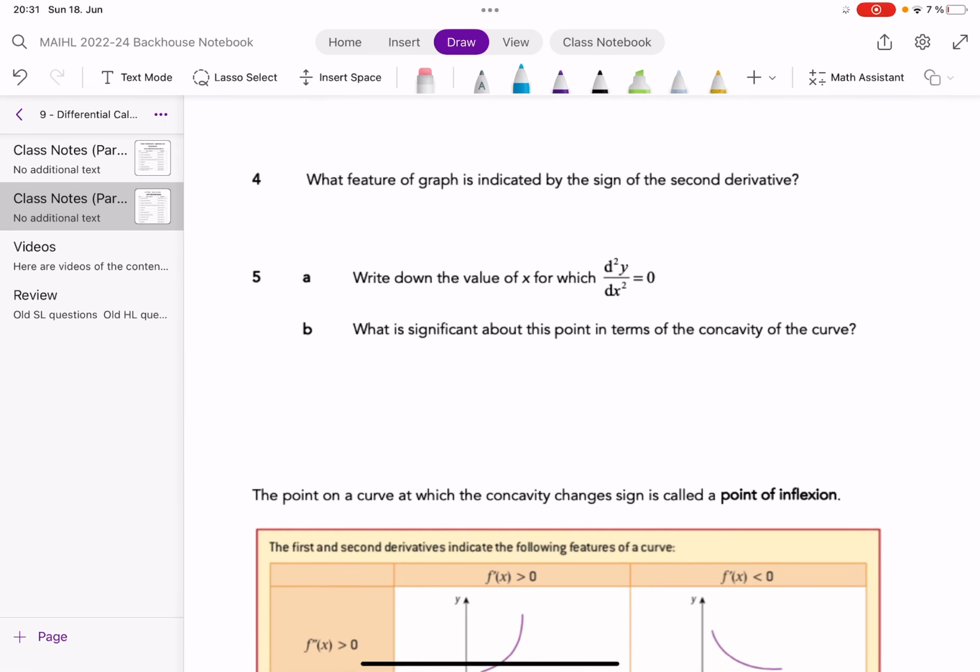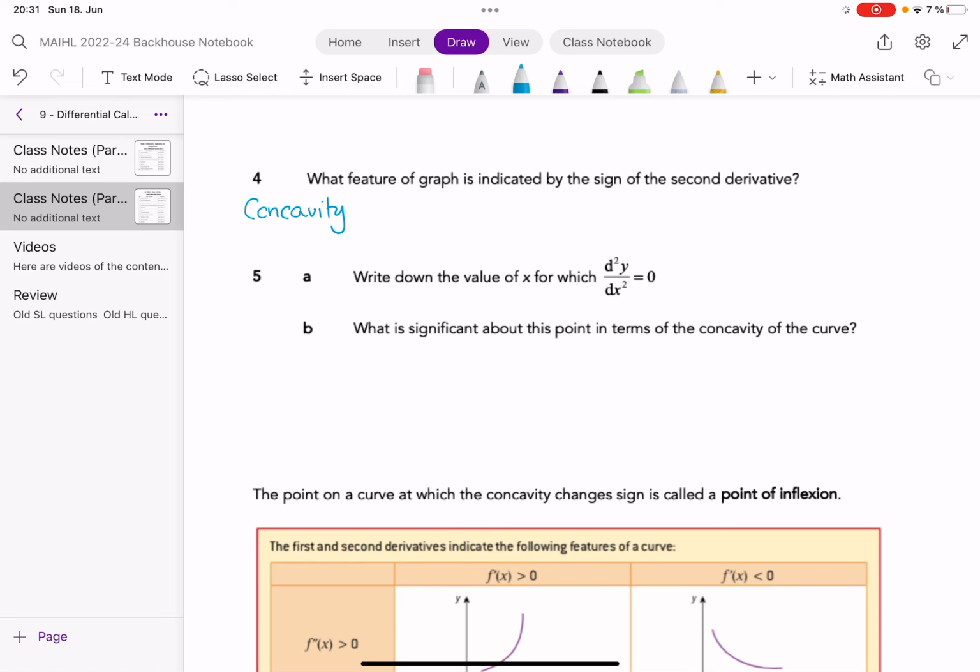So the word we use for this is concavity. If it's concave down, it's sloping downwards. If it's concave up, it's sloping upwards. That's what the second derivative tells us about.